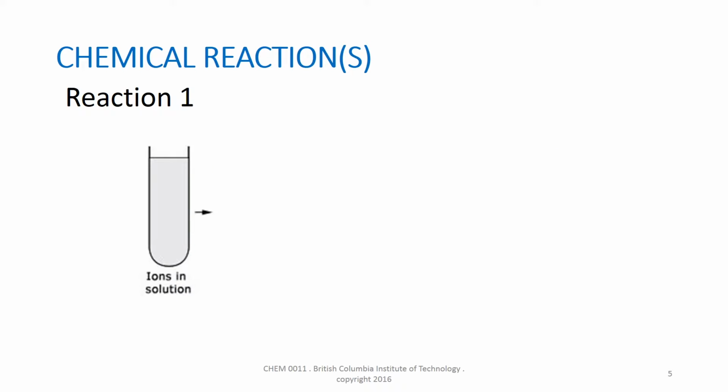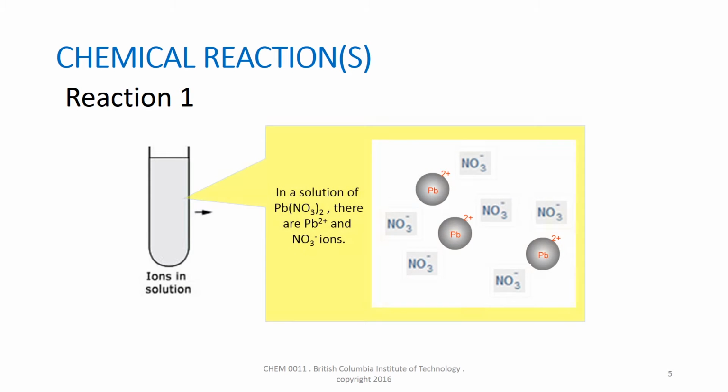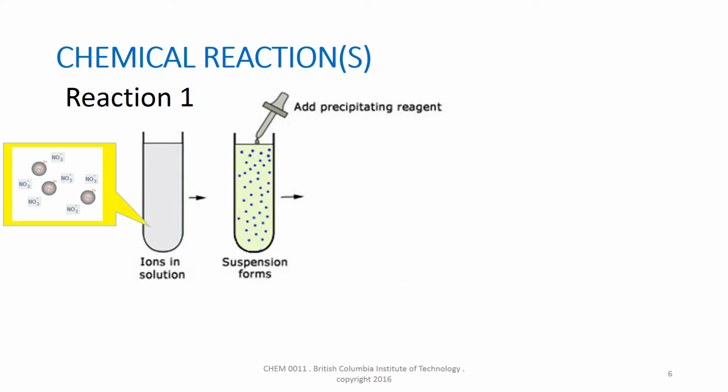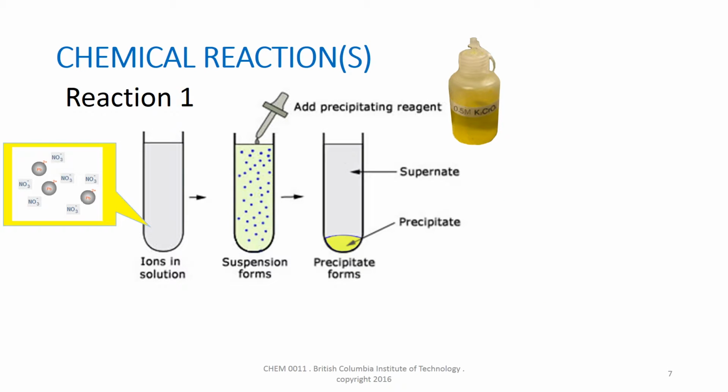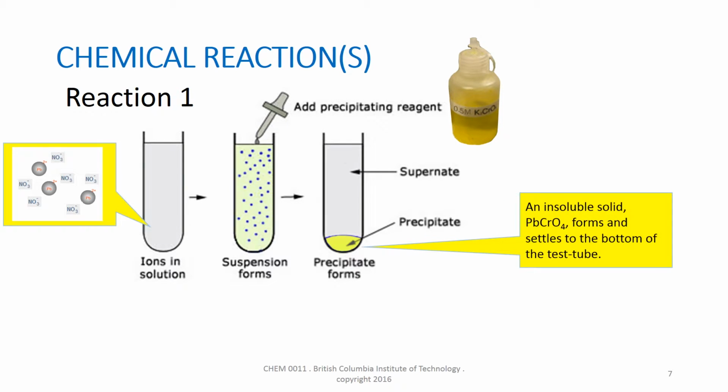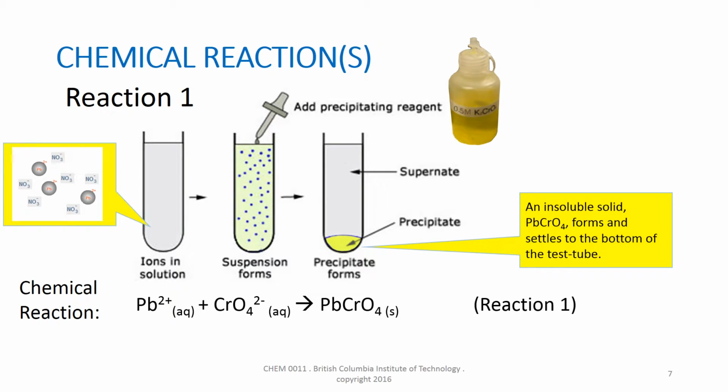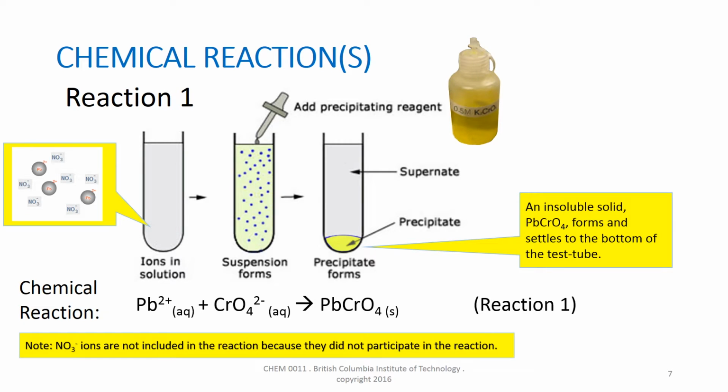Let's take a look at the three precipitation reactions. Reaction 1 is the separation of lead-2 ions from solution as lead-2 chromate. In a solution of lead-2 nitrate, there are lead-2 ions and nitrate ions. The precipitating reagent that provides the chromate ions is potassium chromate. An insoluble solid, lead-2 chromate, forms and settles to the bottom of the test tube. The chemical reaction shows that the lead-2 ions combine with the chromate ions to form solid lead-2 chromate. Note that the nitrate ions are not included in the reaction because they did not participate in the reaction.